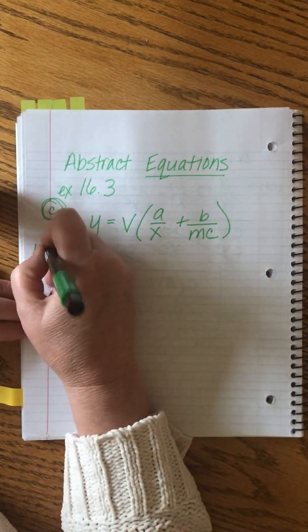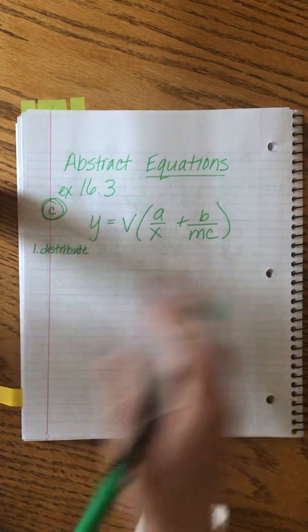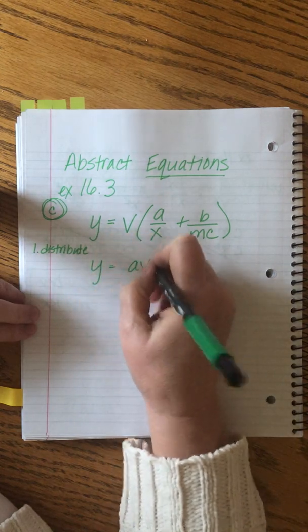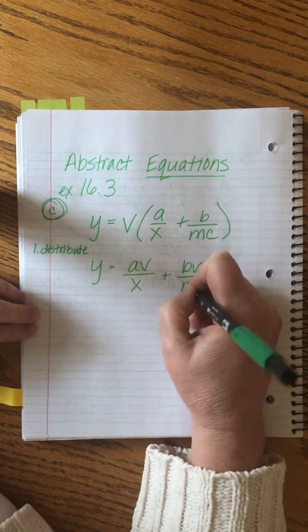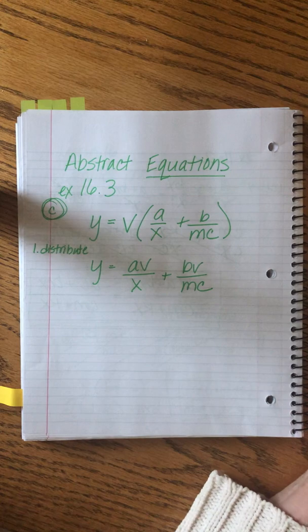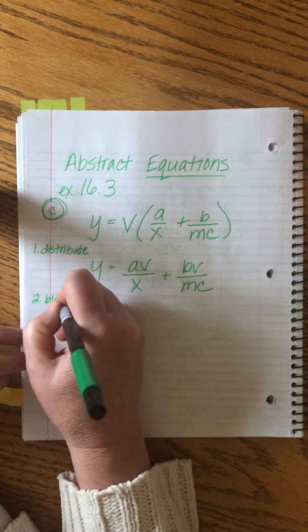So 1, distribute. Let's get rid of the parentheses and kind of open it all up. So we get y equals, I'm going alphabetical, AV over x plus BV over MC. Oh, I feel so much better already. Do you? So much better. 2, blow up the fractions.